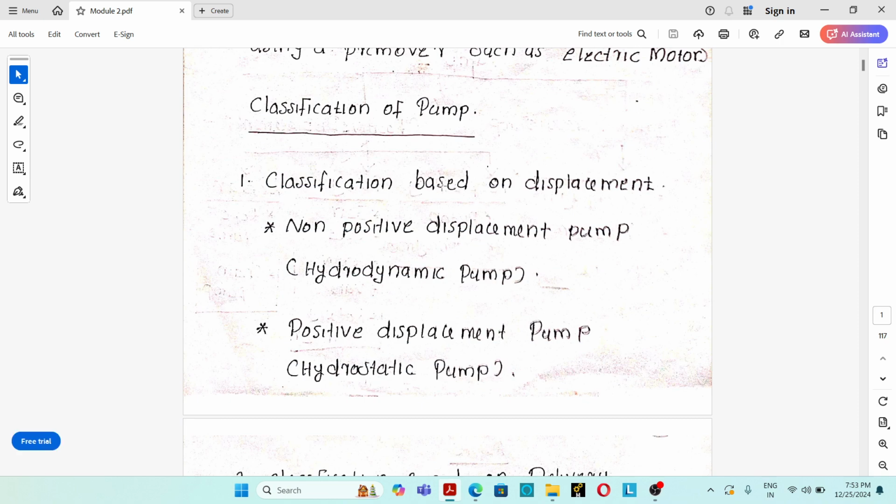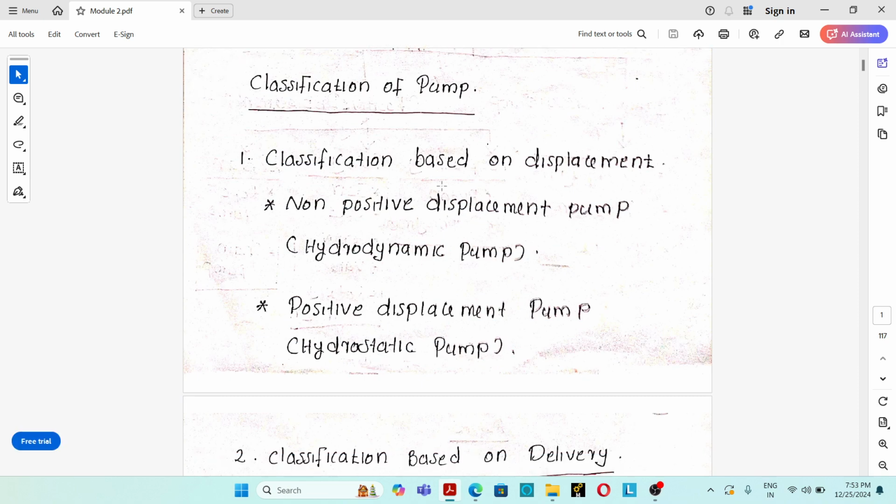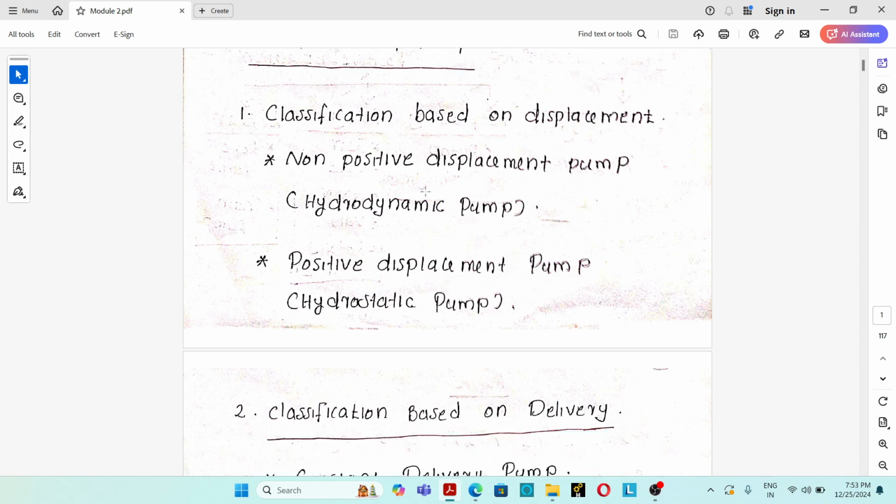So, classification of pump. This is the general classification. First classification is based on displacement. Based on the displacement, pumps are classified into hydrodynamic pump and hydrostatic pump. Hydrodynamic pump is known as non-positive displacement pump. Hydrostatic pump is known as positive displacement pump. Actually, positive displacement pumps are commonly used in hydraulic systems.